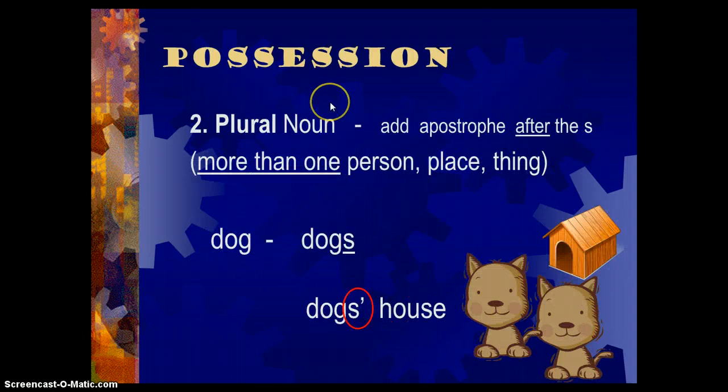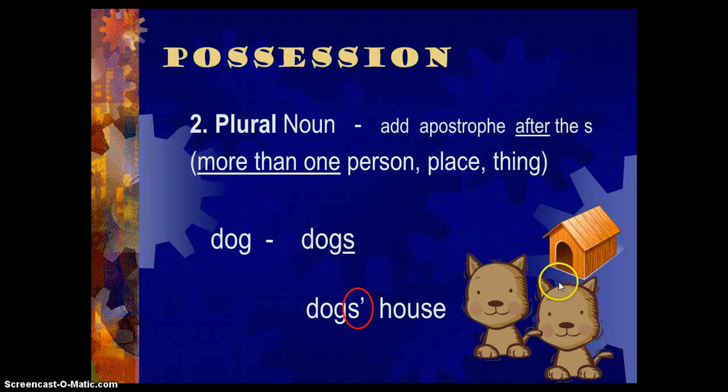The next one is for a plural noun. The word plural means more than one. So it changes how we do the apostrophe when we are talking about more than one person, place, or thing that is doing the owning. So we will, in this case, add the apostrophe after the S. And let me tell you why we do that. So if we're talking about one dog before, how do we change from one dog to more than one dog? Well, what we do is in English, we just put an S on the end. Now we're talking about dogs, more than one.